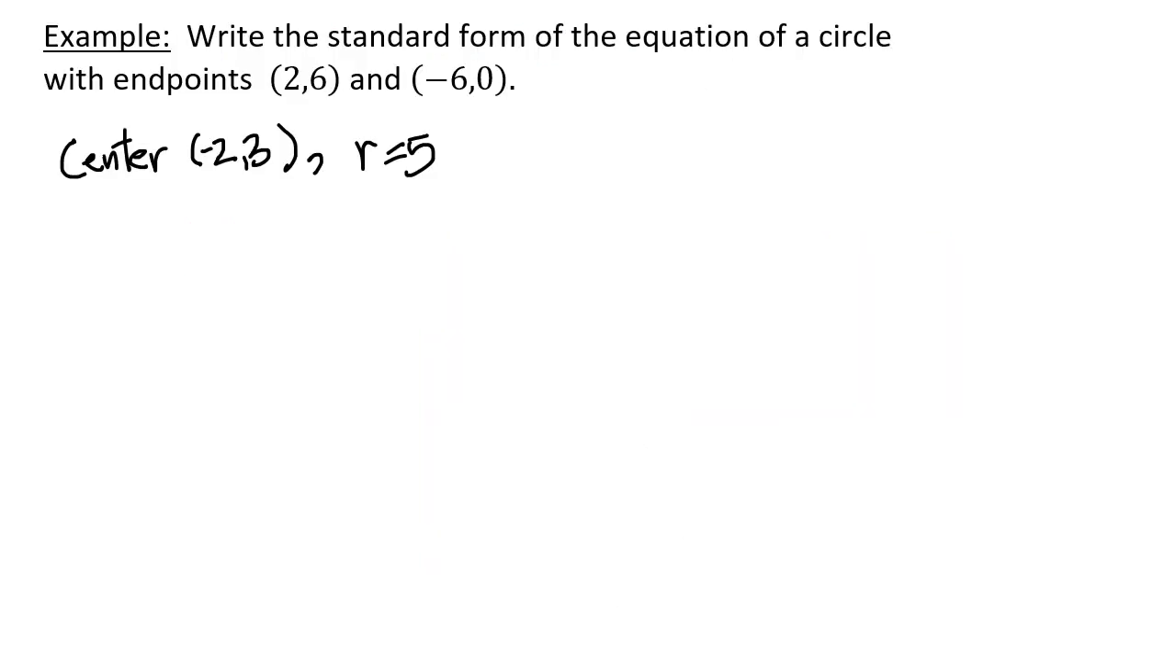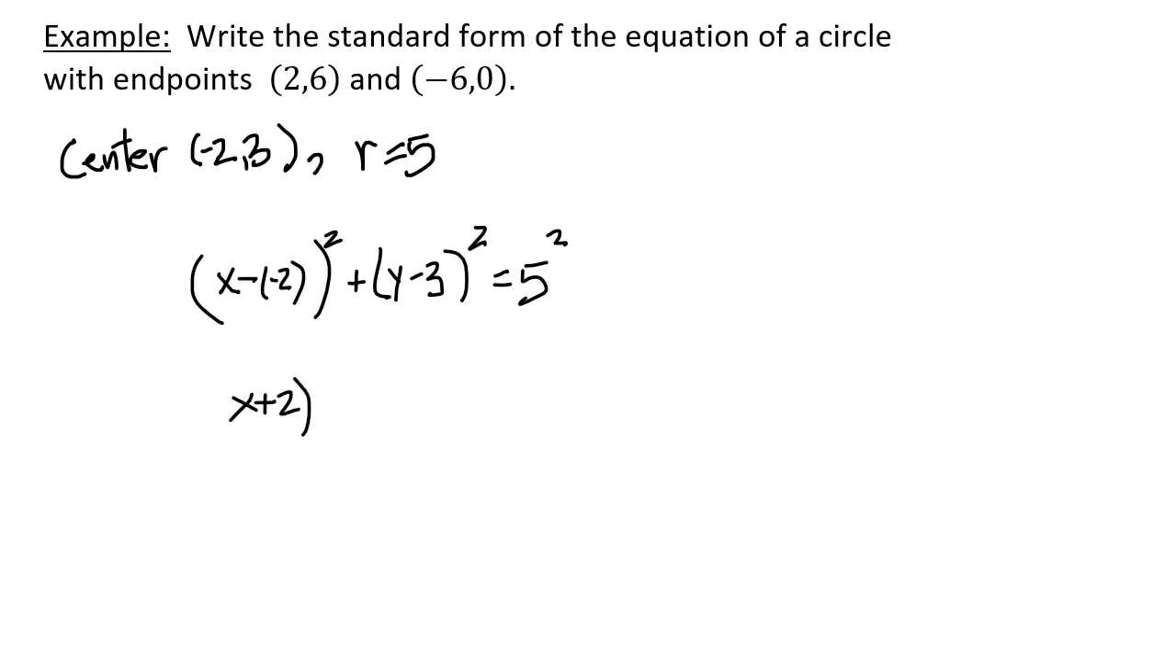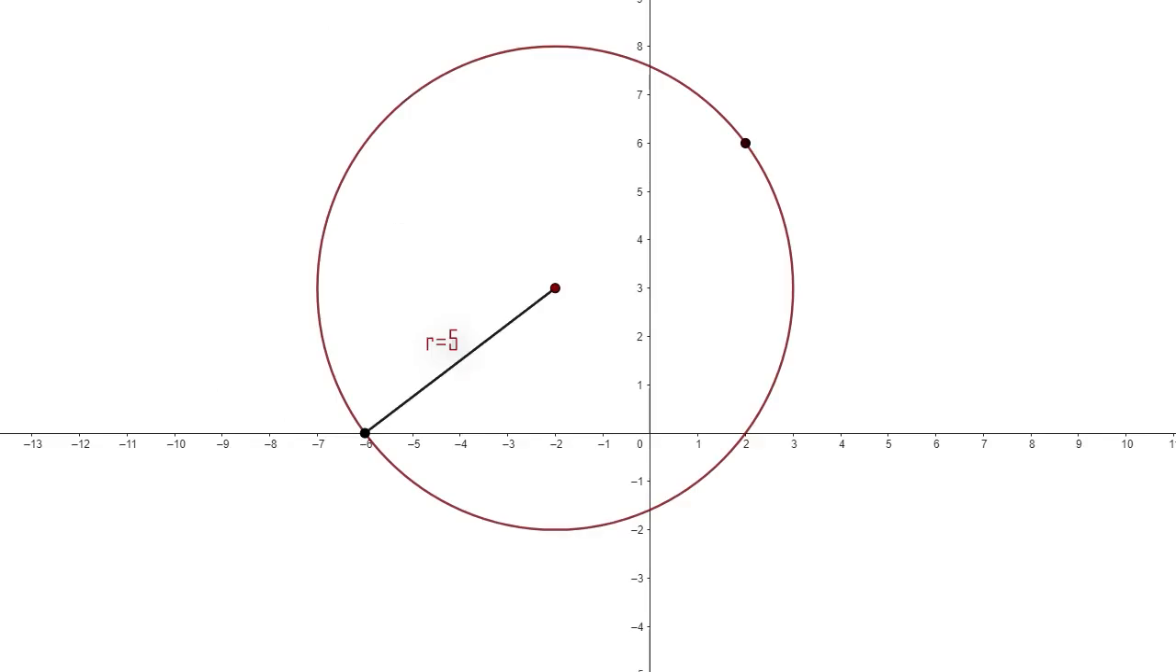So we have found that the midpoint of the points (2, 6) and (negative 6, 0) is (negative 2, 3), which is the center of the circle, and the radius is 5. So our circle is (x minus negative 2), since that's the x value, squared plus (y minus 3) squared equals 5 squared, or (x plus 2) squared plus (y minus 3) squared equals 5 squared. So here is the circle in question with a radius of 5, the 2 points, and the center, which is (negative 2, 3).